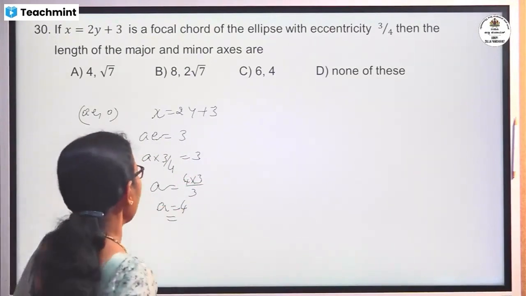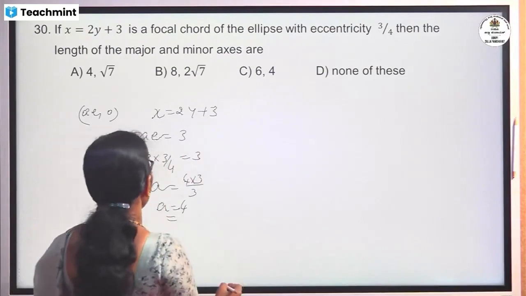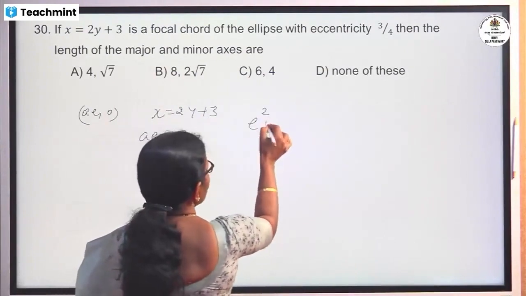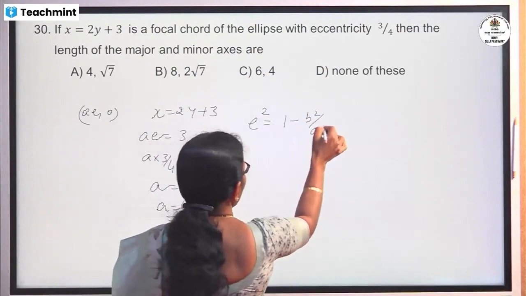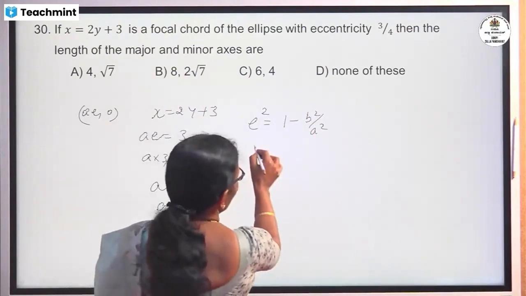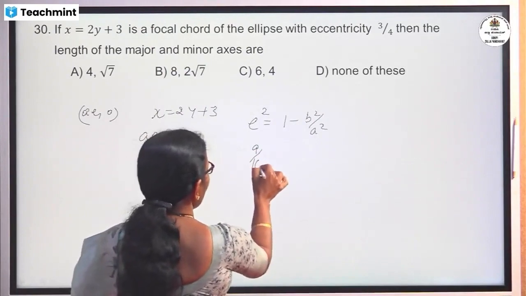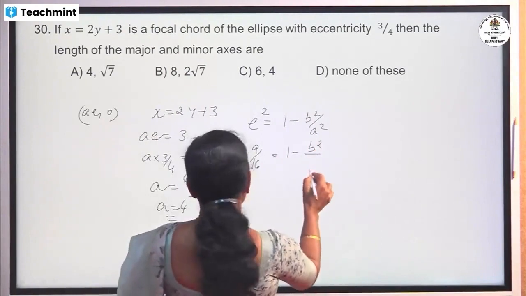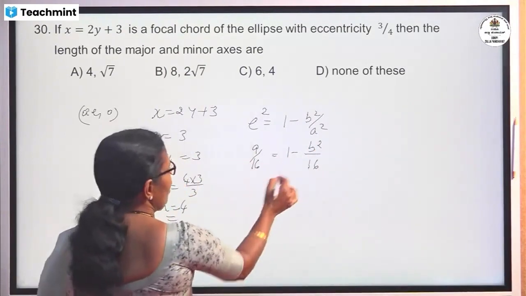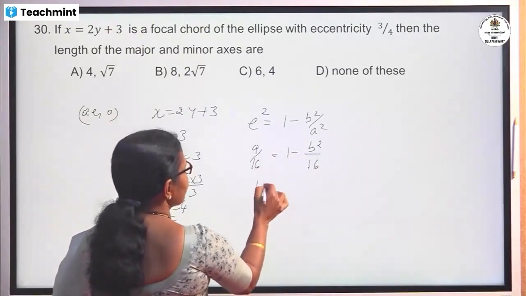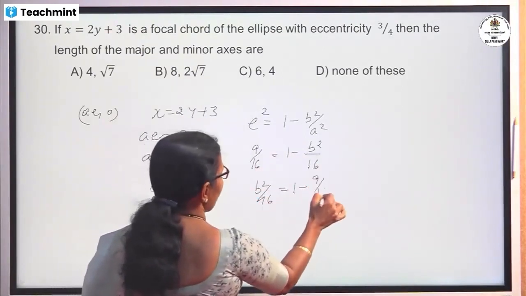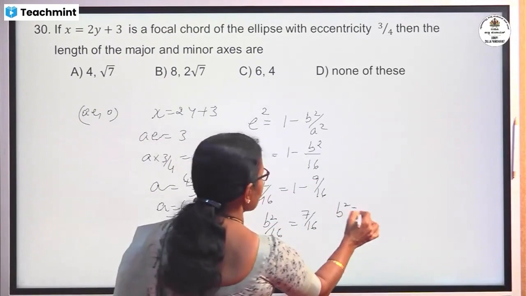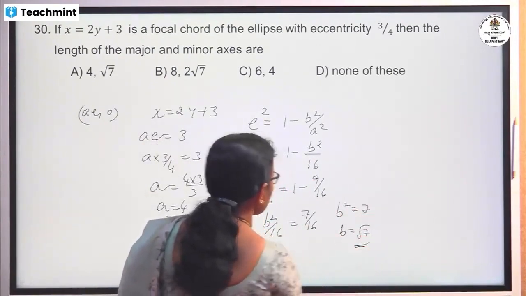A equals 4 and eccentricity is given. Now we require major and minor axis, so we require the value of B. Therefore, E square is equal to 1 minus B square by A square. E is equal to 3 by 4. Therefore, 9 by 16 is equal to 1 minus B square, we don't know the value, divided by A square, which is 16. Now transpose this one, then B square by 16 is equal to 1 minus 9 by 16. B square by 16 is equal to 7 by 16. B square is equal to 7. B is equal to root 7.